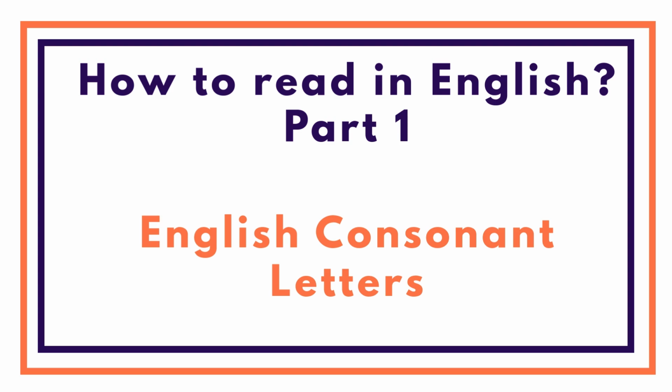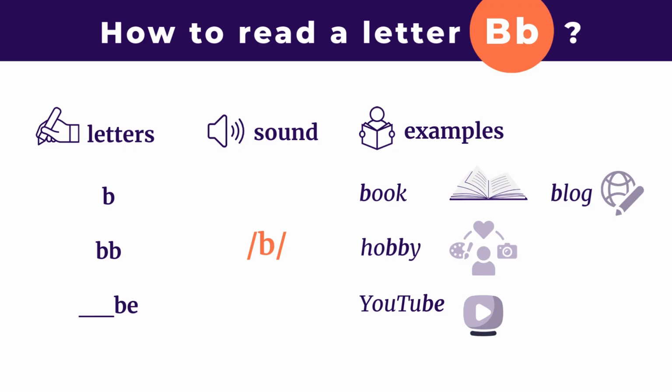How to read in English. Part 1. English consonants. The letter B makes the sound B. You hear it in book and blog. With double B, the sound is the same. Hobby. And at the end, with B plus E, it is still B.